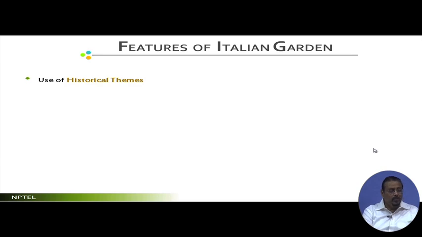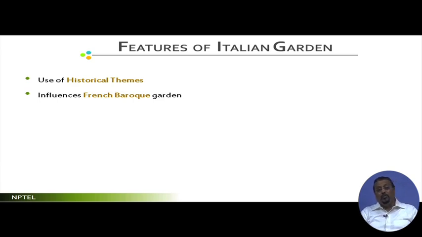Features. There were historical themes. They used the historical themes. And there was the influence of the French Baroque garden. How could French influence Italian gardens? Basically what happened is, the Italians started first and the French followed through, but they had a common period of rolling down the history. So the styles which were growing in French also got emulated in the Italian. So there was almost like a blend of this.